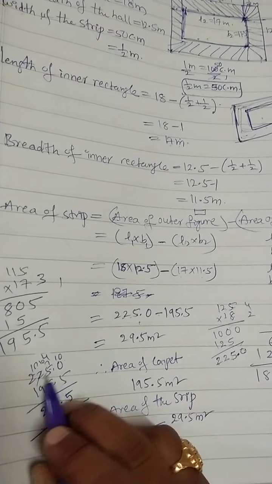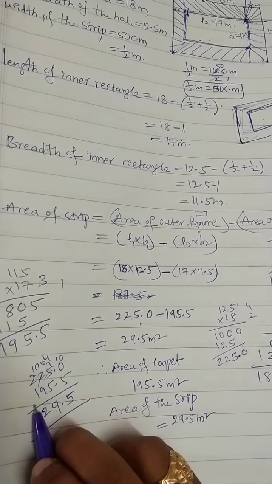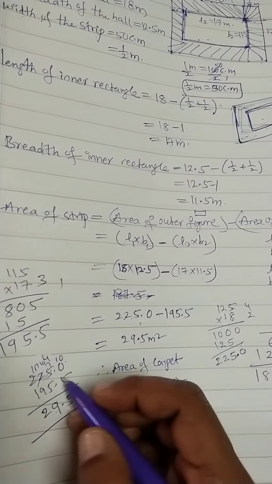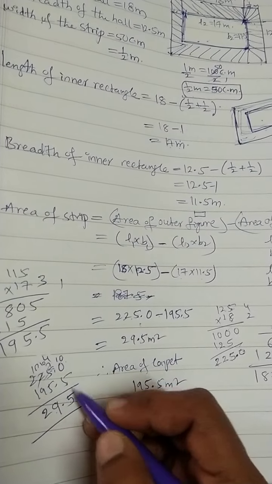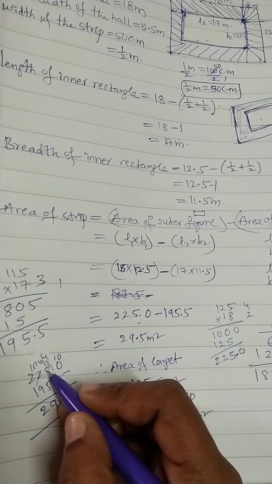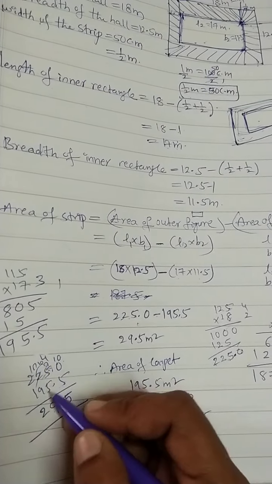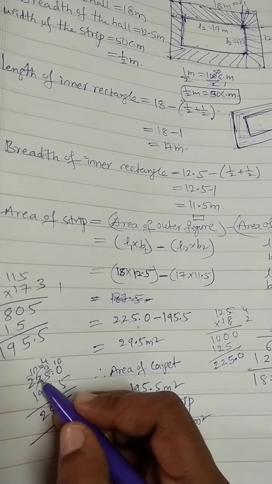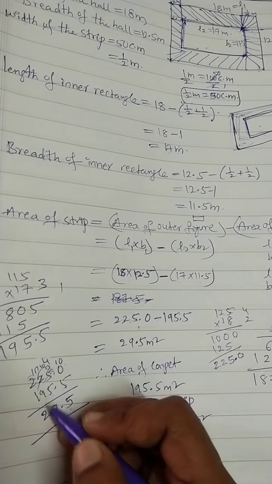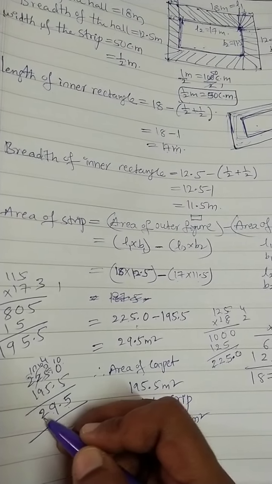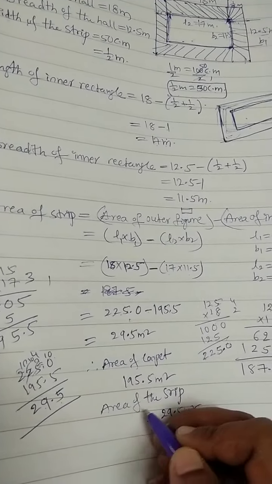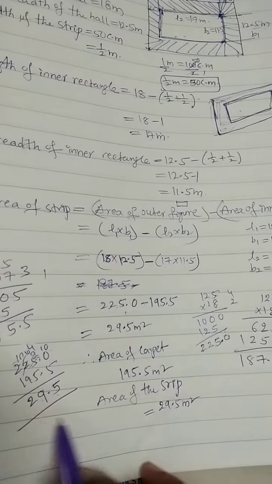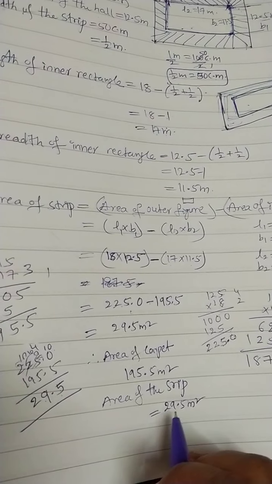See, 225.0 minus 195.5. You take the borrow. So 10 minus 5 is 5. It becomes 4. Again take the borrow, 14. 14 minus 5 is 9. It becomes 1, meaning 21. From 21 you subtract 19 directly, you will get 2. So 29.5 you will get. The area of the uncovered region, or area of the strip, is 29.5 meter square.